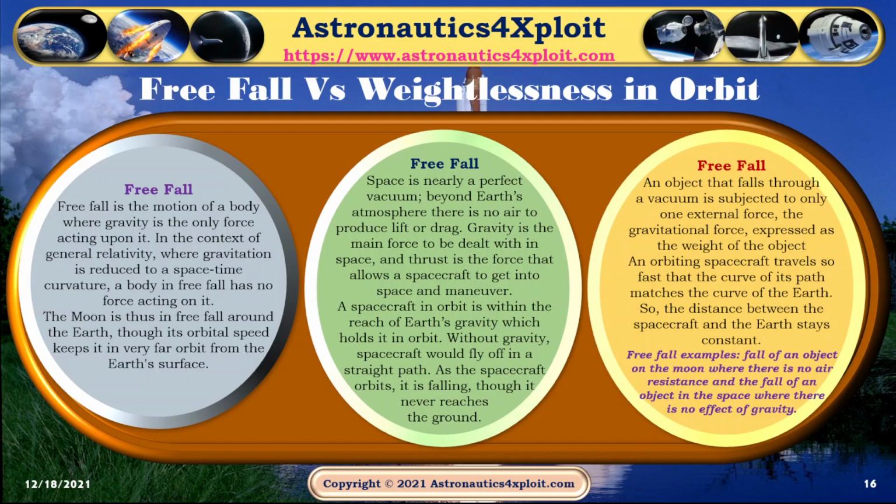An object that falls through a vacuum is subjected to only one external force, which is the gravitational force, expressed as the weight of the object. An orbiting spacecraft travels so fast that the curve of its path matches the curve of the Earth, so the distance between the spacecraft and the Earth stays constant.